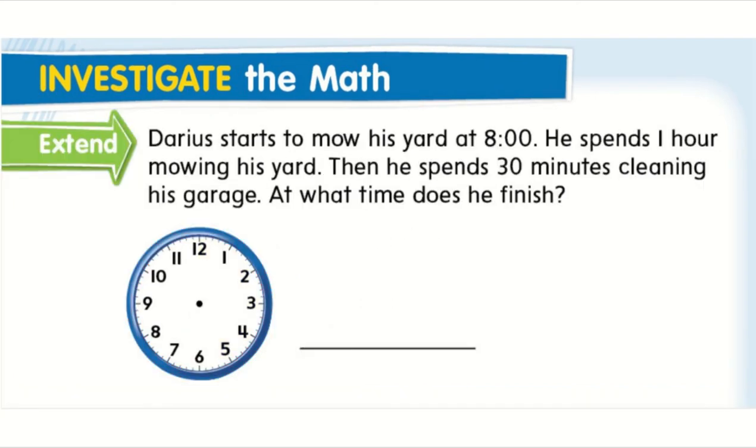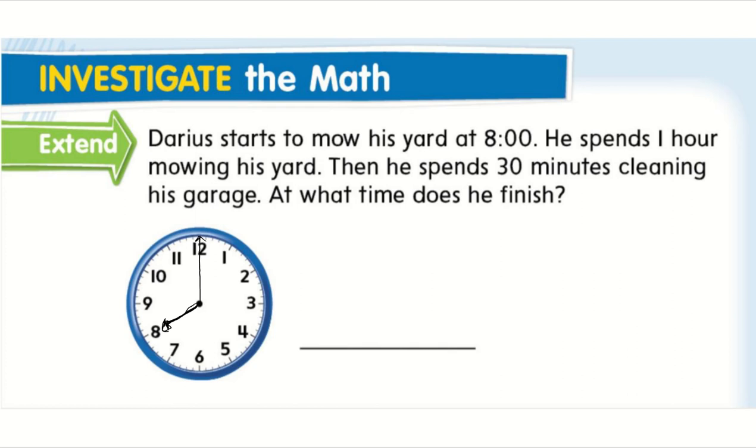6:30. Just like that. Now let's actually practice drawing the clock on this one. So Darius starts to mow his yard at 8 o'clock. So actually I'm going to draw 8 o'clock really quick. Start at the middle, work my way up to the 12. That's my minute hand. When I go to do my hour hand, it points directly at the 8 but doesn't touch it quite yet. Cool. I'm doing my best here. Drawing clocks is kind of tough. So 8 o'clock right there.